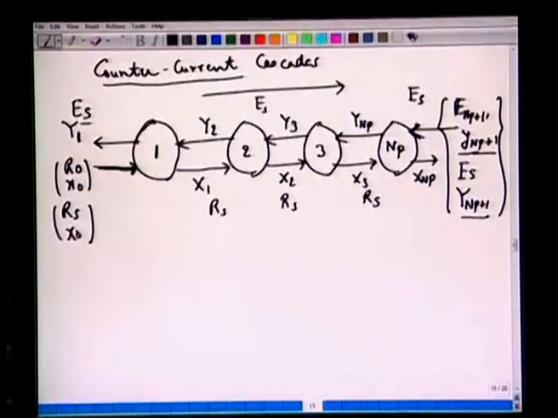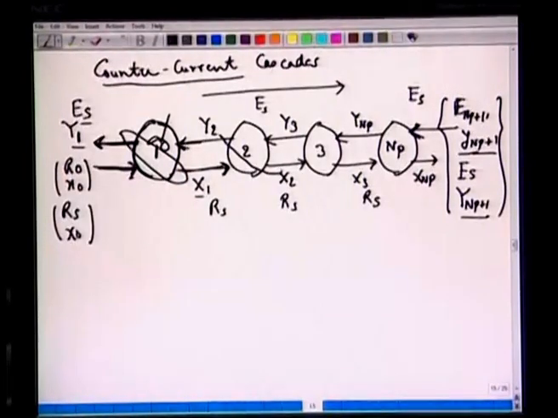Now, let us look at stage 1. In stage 1, two streams are entering here with the compositions x0 and y2, and two streams are leaving here, y1 and x1. If we assume that it is an ideal stage, with uniform mixing, and they have spent infinite time, then these two streams will be in equilibrium. That means x1 and y1 can be marked on this equilibrium curve. Similarly, y2 and x2 will be in equilibrium, y3 and x3 will be in equilibrium, and yNP and xNP will be in equilibrium.